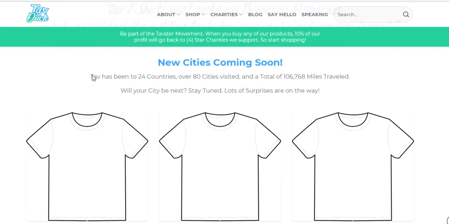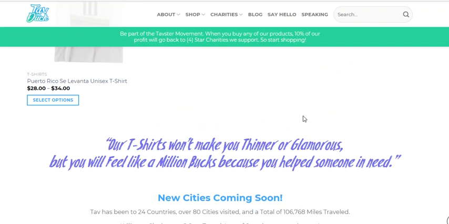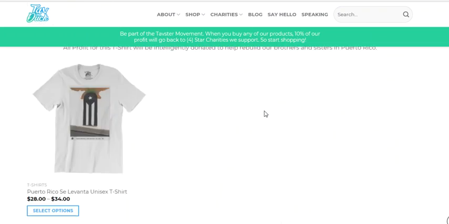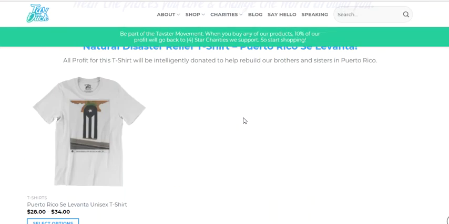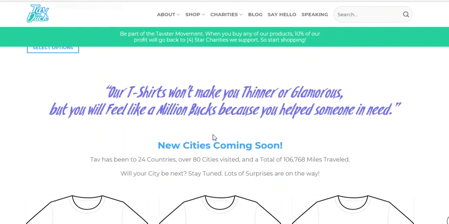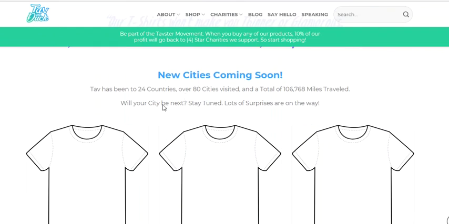So if we go down here, okay, Tab's been to 24 countries, 80 cities, and traveled a bunch of miles. What does that mean to me as a new visitor? I don't understand, because it looks like it's a cartoon duck. Knowing a little bit more about this site, I have some of the answers internally, but to a new visitor, this is not clear.